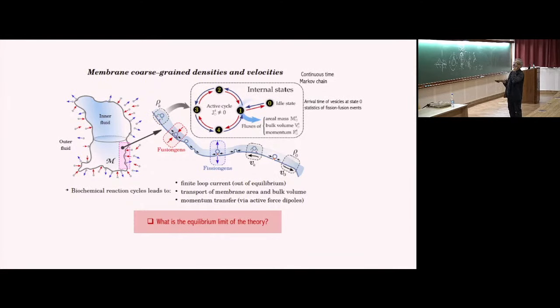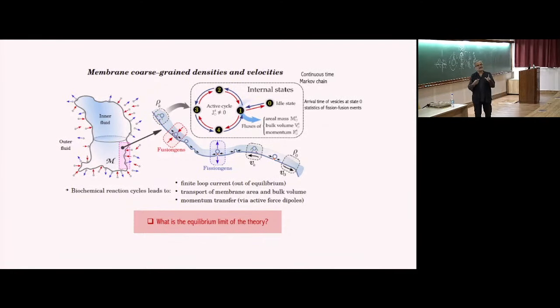The biochemical cycle that you saw, which was associated with each active process, each active chemical cycle, involved a finite loop current, which went around the cycle. And as a result of the finite, non-equilibrium loop, one was able to transport both membrane area and bulk volume, but also transfer momentum, which gave rise to these active force dipoles. Okay. So I just wanted to address the following question. What is the equilibrium limit of this theory?